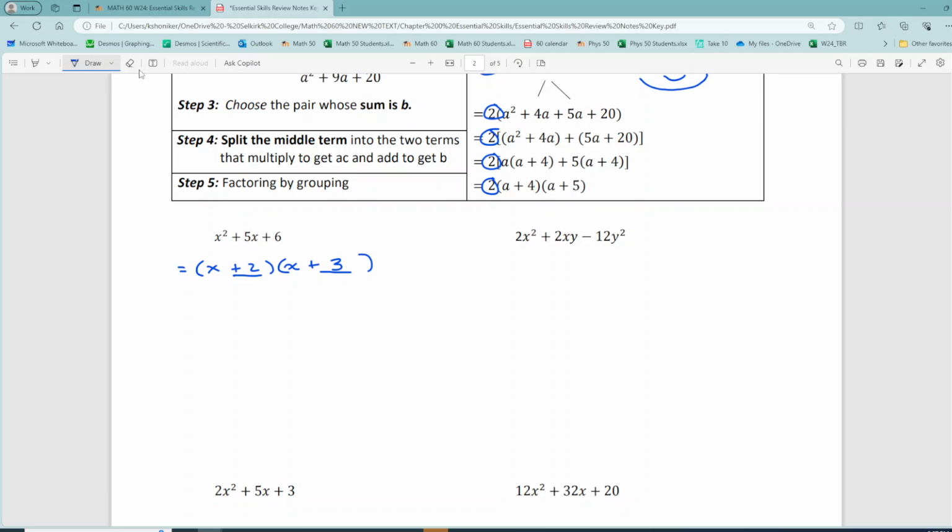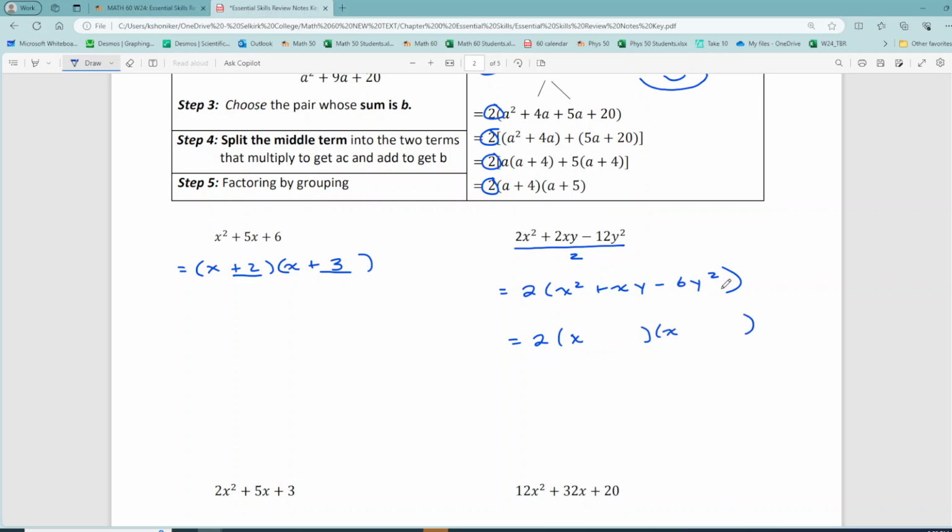Now, if I'd wanted to, I could have done that whole long process, but I don't have to, and you guys are in Math 60, so I'm not going to. Looking at this next one, I'm going to greatest common factor first because I can. I'm going to take a 2 out. I'm left with x squared plus xy minus 6y squared. Again, this is one of those ones where it's just an x in front, so I can put just an x in the front of my bracket.